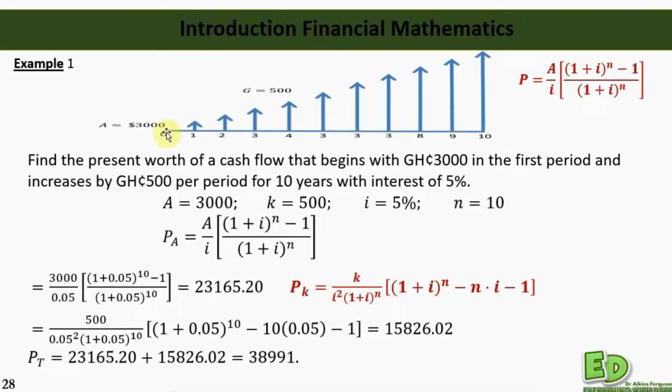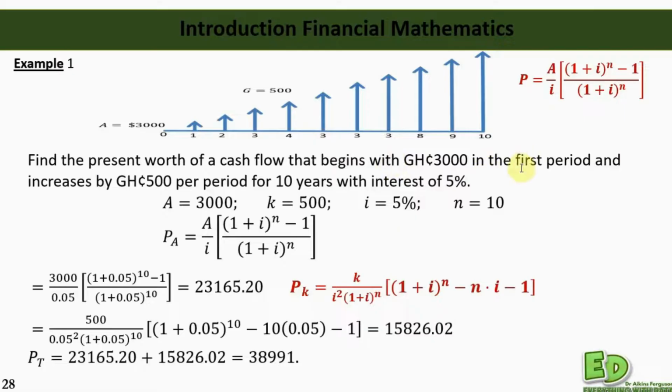So it means that you are receiving 3,000 throughout the 10 years, but every year the $3,000 is increasing by 500, 500, 500 every year throughout the 10 years. So find the present worth of a cash flow that begins with what? 3,000 in the first period. So you can be given a preamble like this to represent it on the cash flow diagram before you can even solve. So you should know how to represent problems like this, or questions under financial maths, on the diagrams, right?